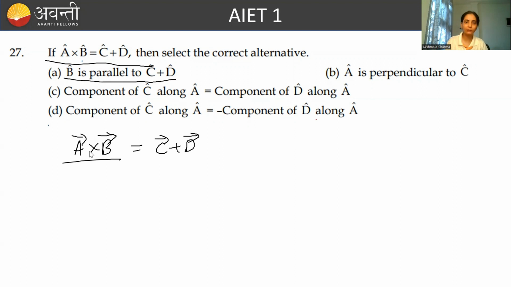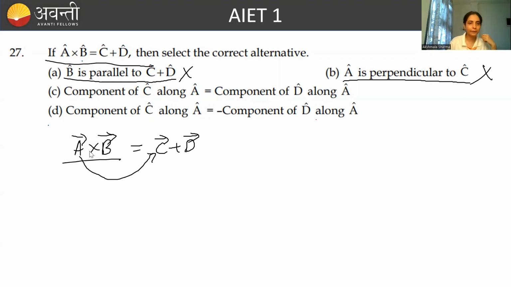So is B parallel to C plus D? No. A is perpendicular to C plus D, but we can't say that A is perpendicular to C. We can't say that now. What is being discussed is the component of C along A and the component of D along A.